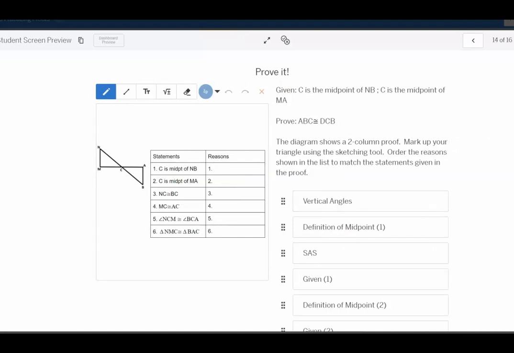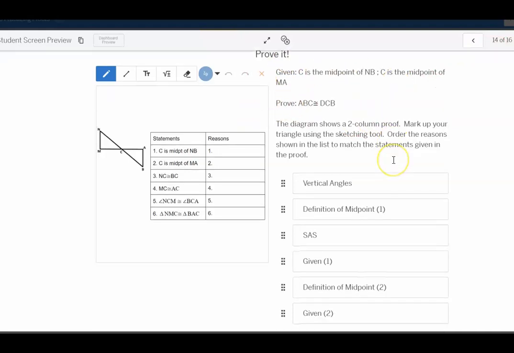Okay, on this next slide, they want us to put these in order. So go ahead and pause again so that you can figure these out, and then we'll do it together. Okay, let's check your work. So it says prove ABC is congruent to DCB. And this diagram shows a two-column proof, and we're going to try to put these in order based on the statements they already gave us.